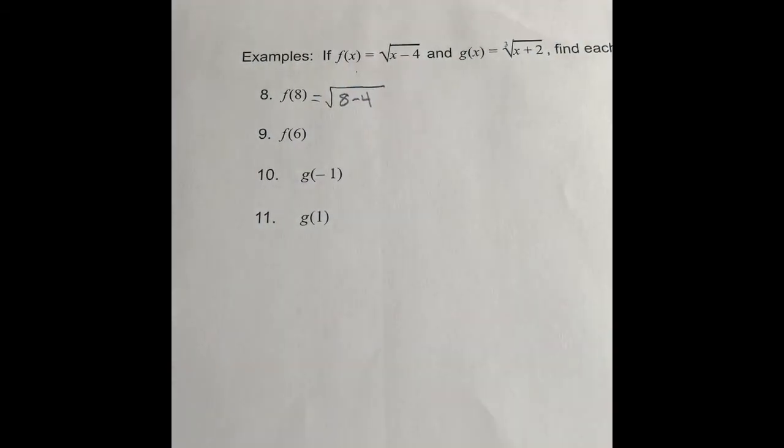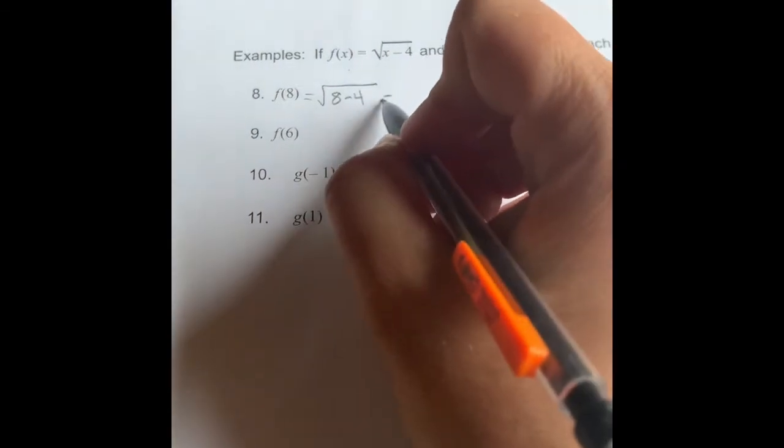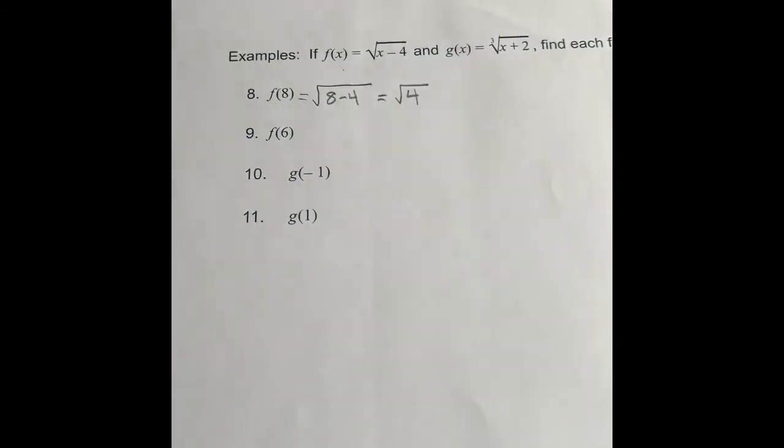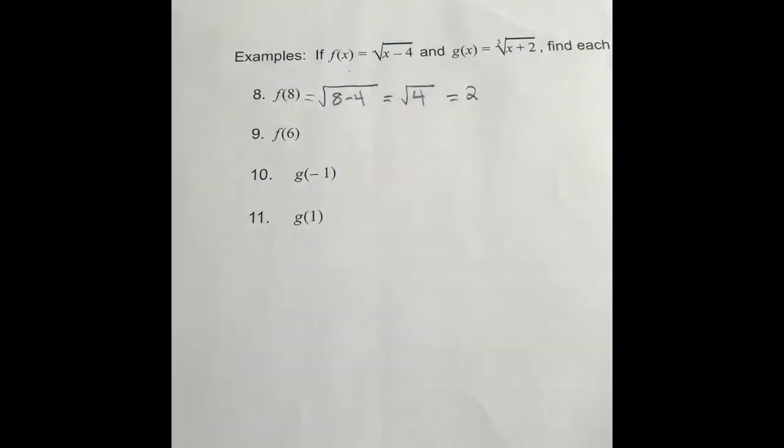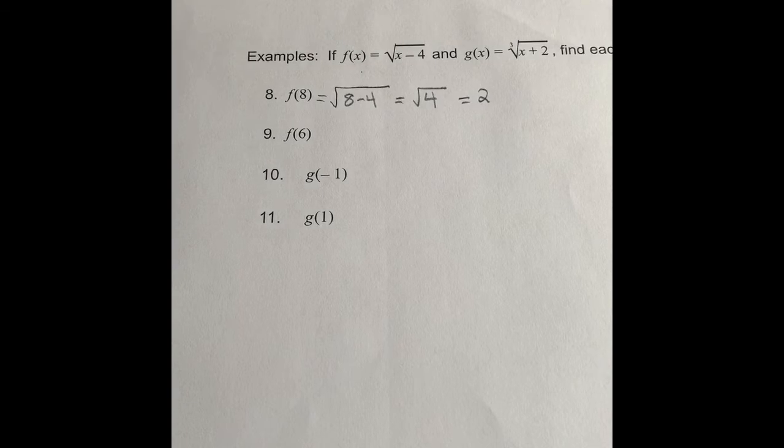So this would give us the square root of 8 minus 4, again just plugging 8 in for that x. 8 minus 4, of course, is 4. And the square root of 4 is 2, because 2 times 2 is 4.